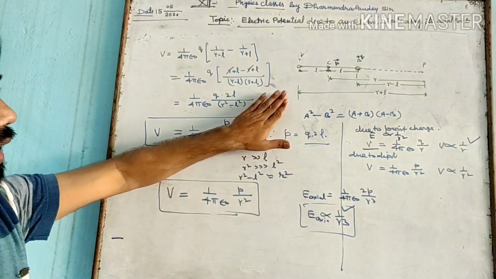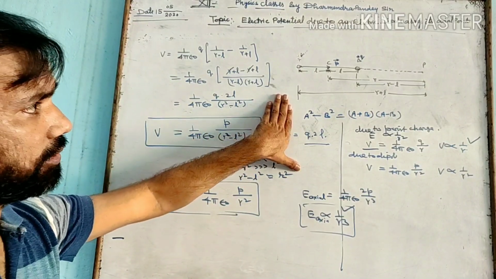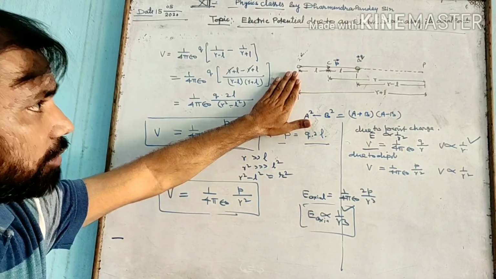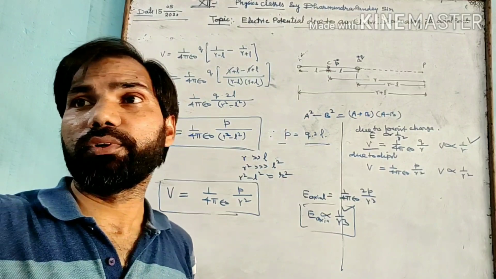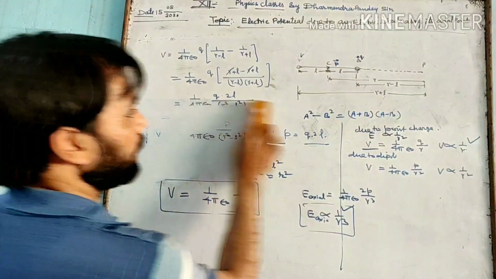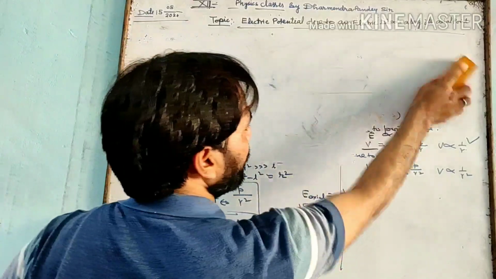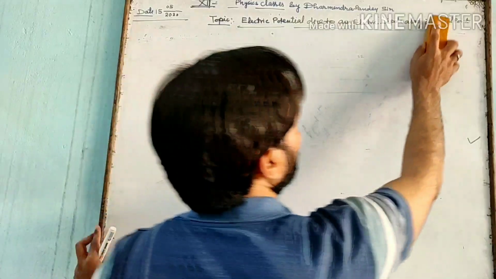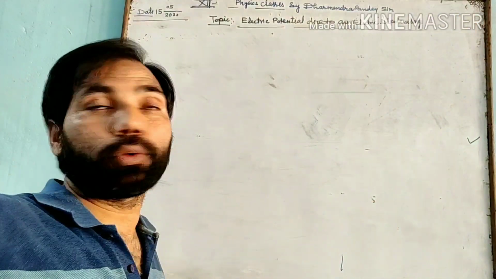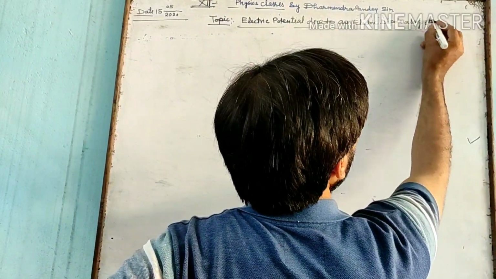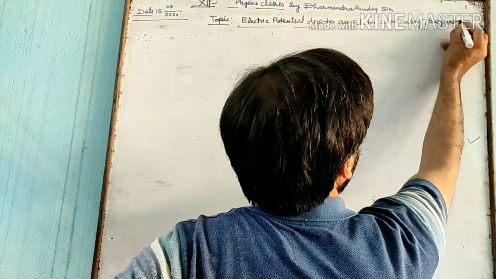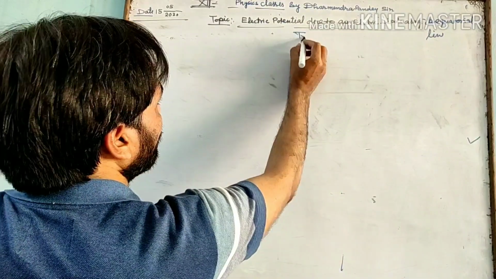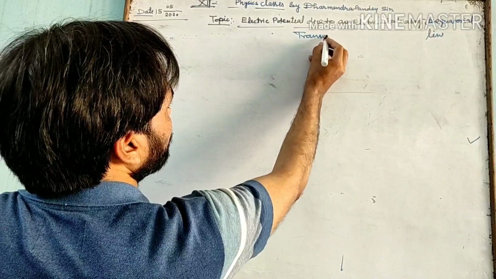So this is the electric potential due to an electric dipole, and similarly we can calculate the electric potential because of an electric dipole in the second case, which is known as the transverse case, or you can say along its equatorial line, or transverse position.